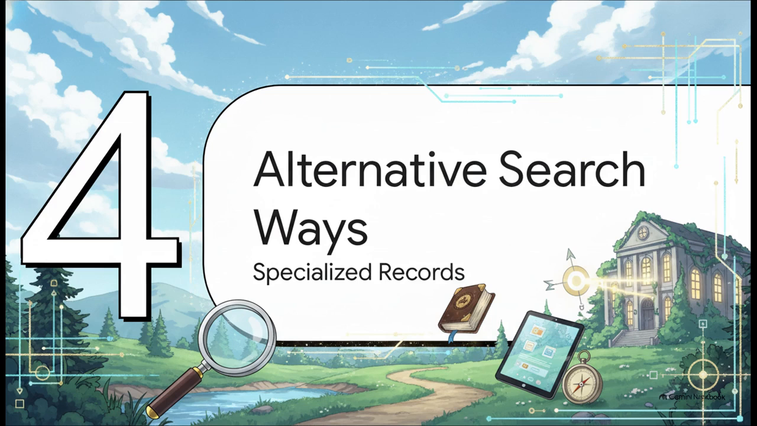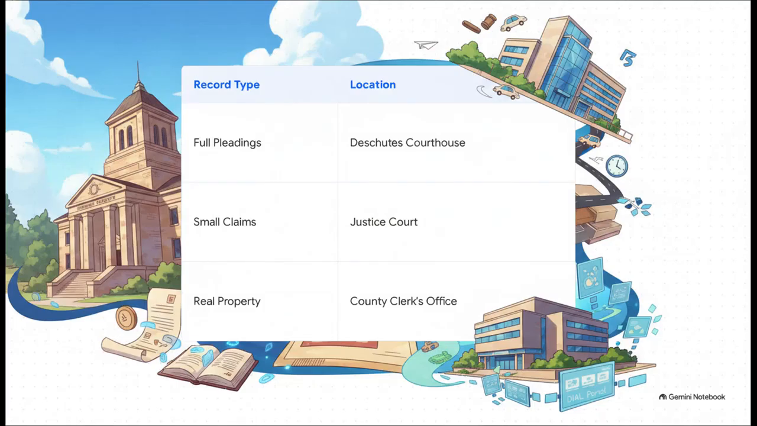Section 4. Alternative ways to find records. You really have to delineate between the OJD circuit cases and separate jurisdictions. Like we mentioned, for full physical pleadings, you go to the main Deschutes County Courthouse in Bend. But if you're hunting for small claims, local county code violations, or localized traffic infractions, those actually belong to the Deschutes County Justice Court, which is over at Redmond City Hall. And just a quick heads up, the Justice Court recently started closing on Tuesday and Thursday afternoons.